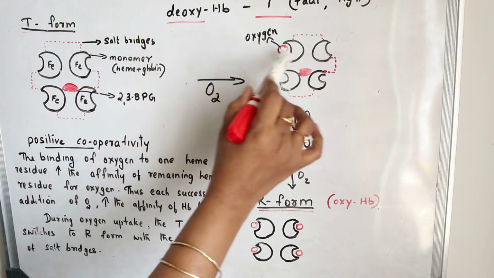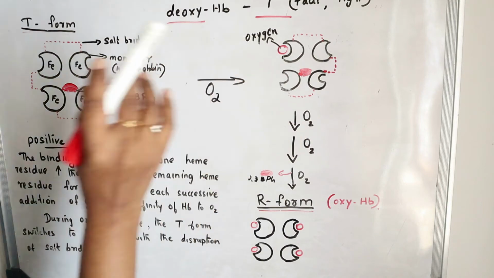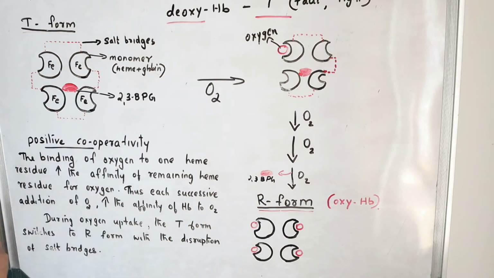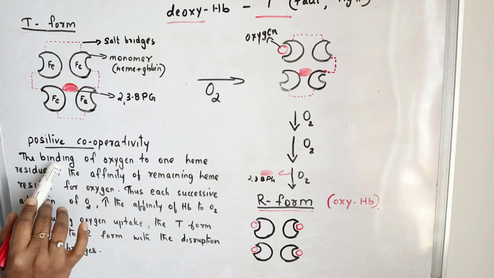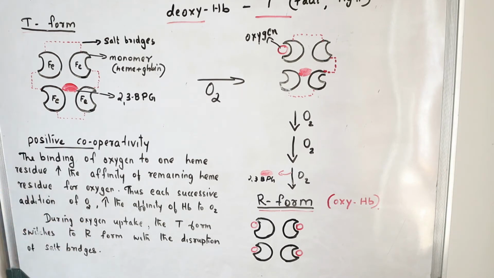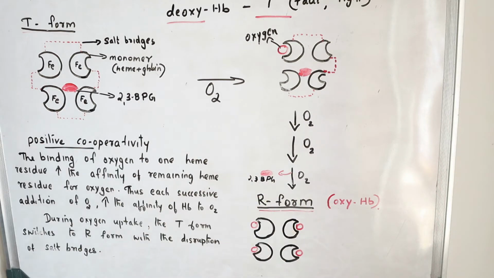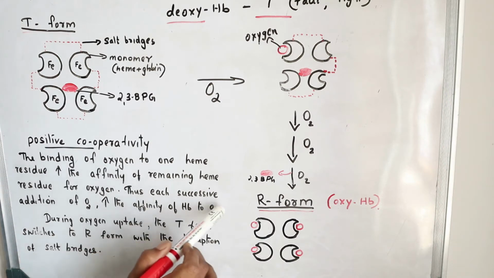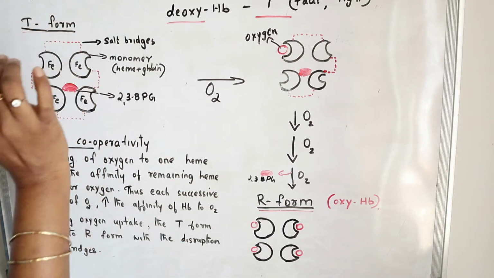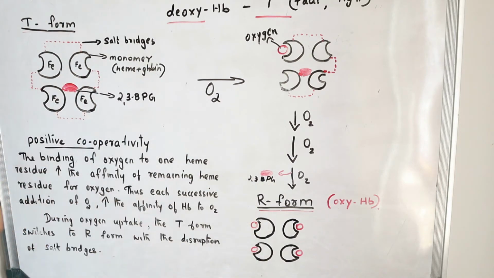And this process, that is the binding of one oxygen to one of the subunits, increasing the affinity of the other subunits towards the oxygen, is known as positive cooperativity. That is, the binding of oxygen to one heme residue increases the affinity of the remaining heme residues for oxygen. Thus each successive addition of oxygen increases the affinity of hemoglobin towards oxygen. And during this conversion of T form to R form, this 2,3-bisphosphoglycerate also gets released.